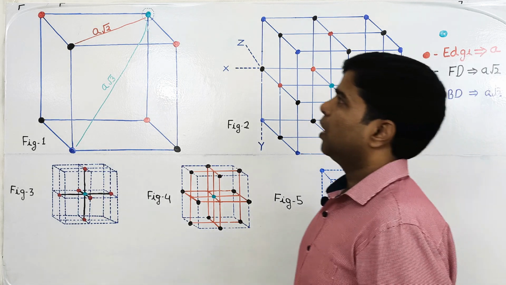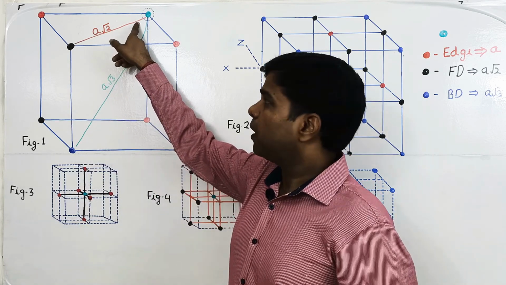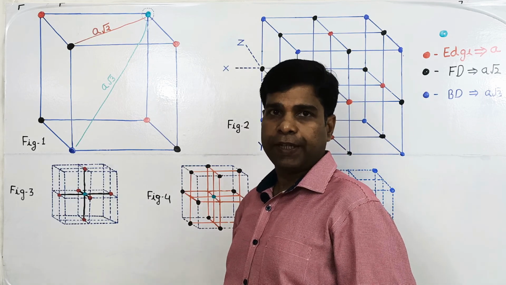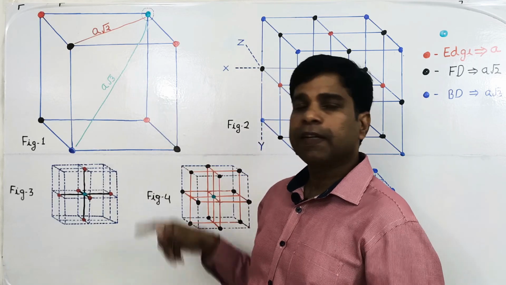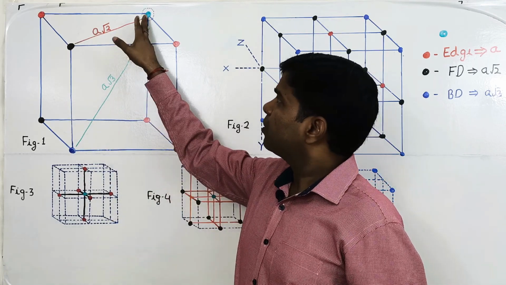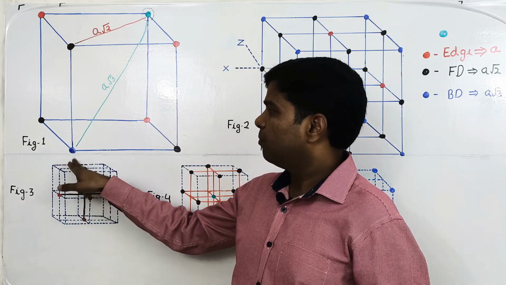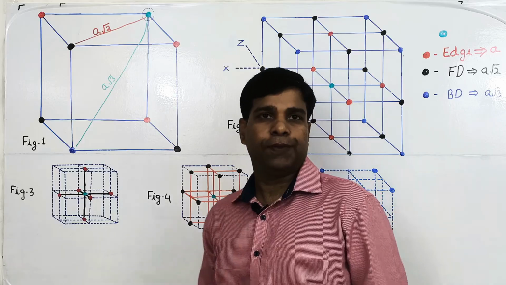So again I will repeat for you. Green particle, our reference particle; red, present at the edge length A; black particle is present at the face diagonal. The dimension from the corner to the face diagonal is always A under root 2, and the blue particle is present at the body diagonal with the dimension A under root 3.